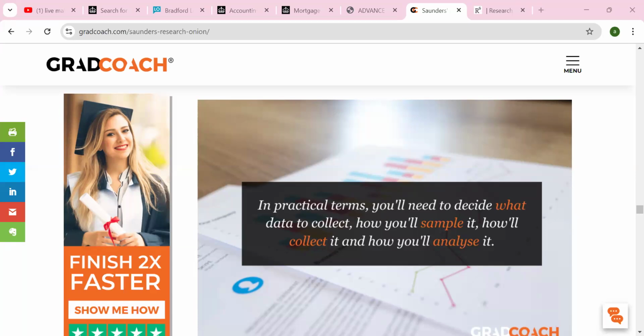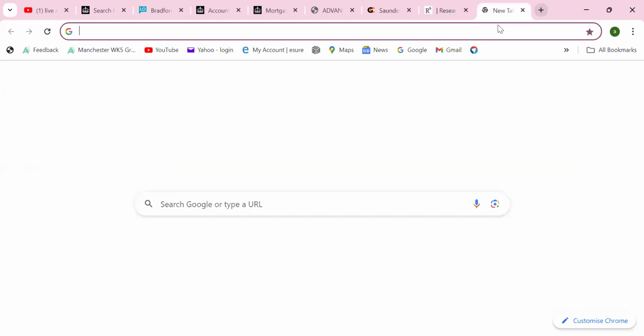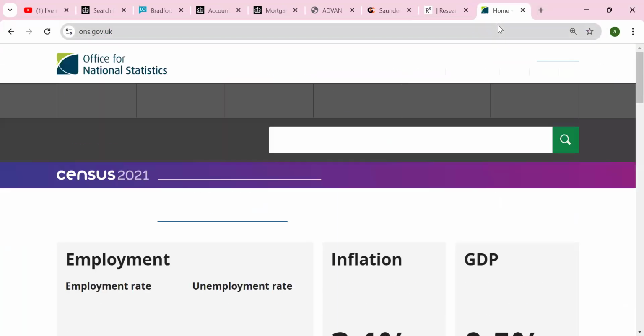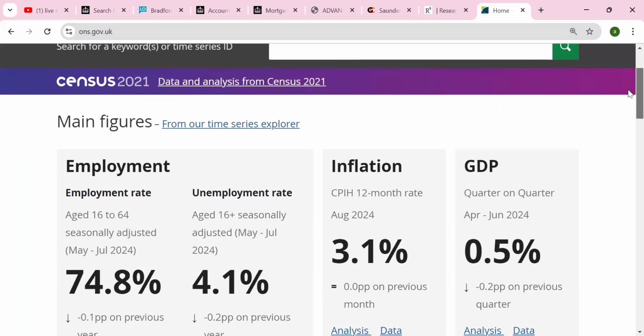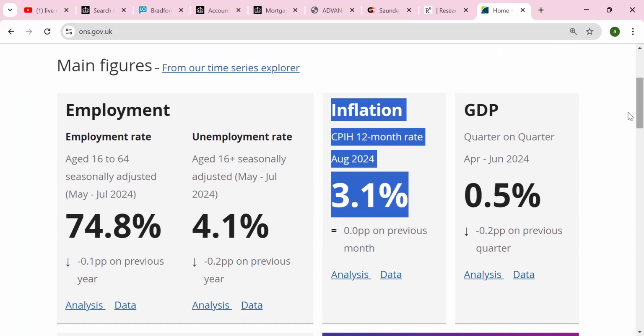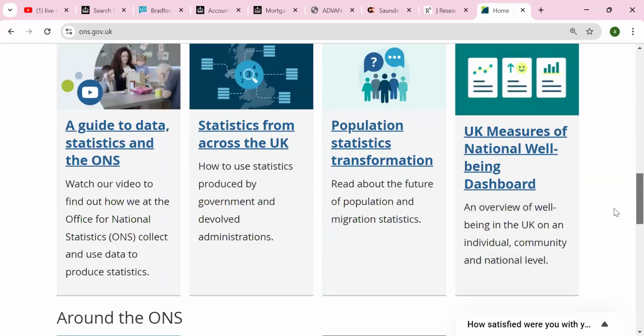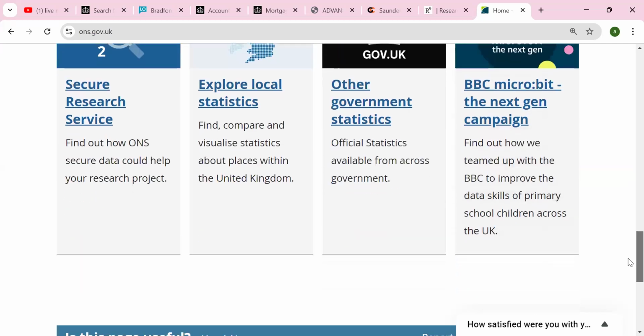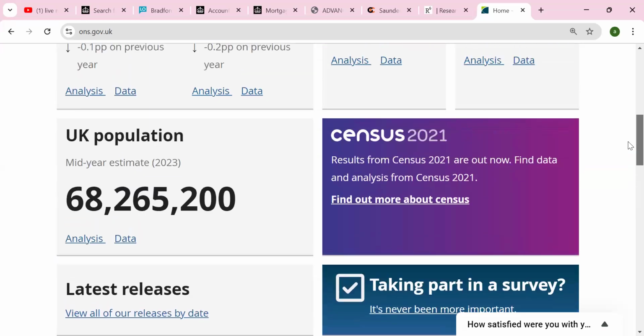If I show you here, the website is called ONS. Can you see here? Yes. So if I want to do research, I can see the inflation, the economy, and the UK population data about these statistics. If I want to look at any area of the UK, I can do research about these. So it's quite good, and we can explore that. And the data can be quantitative and opinion as well.